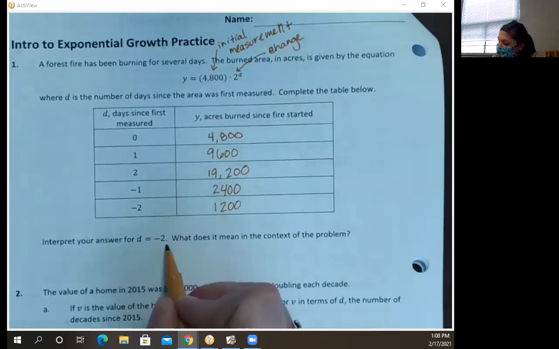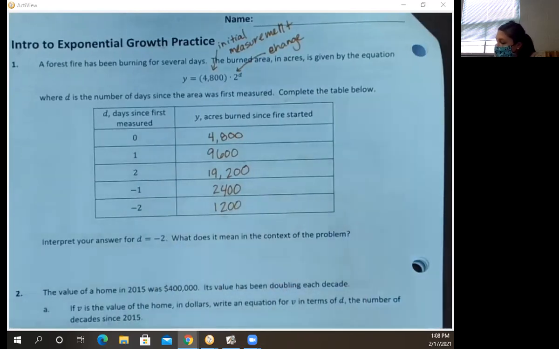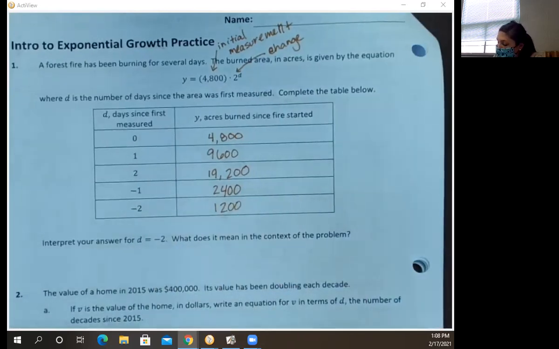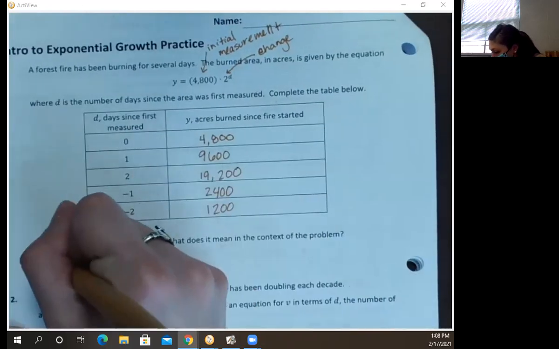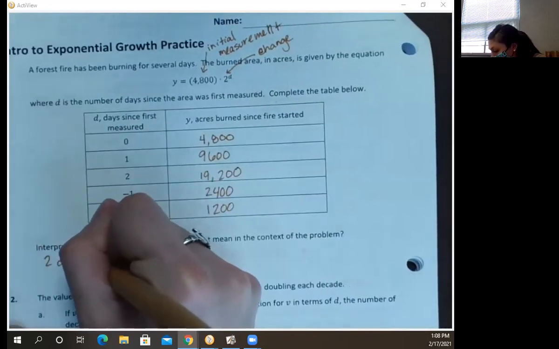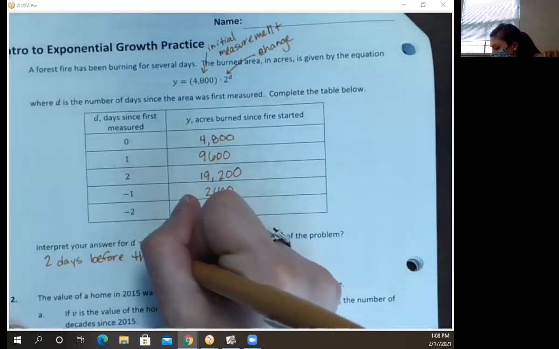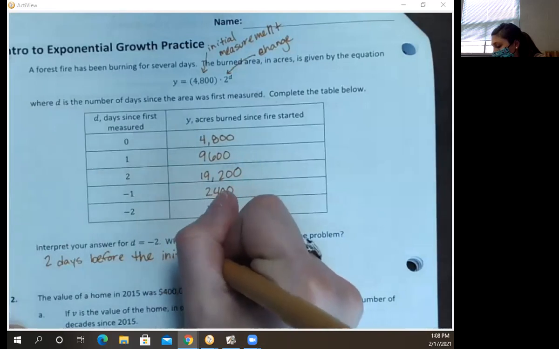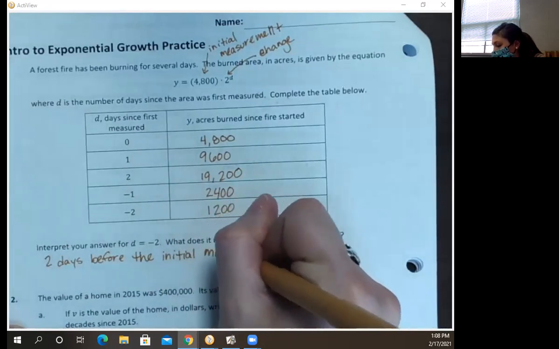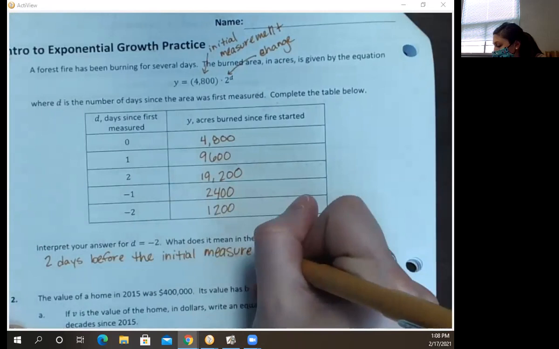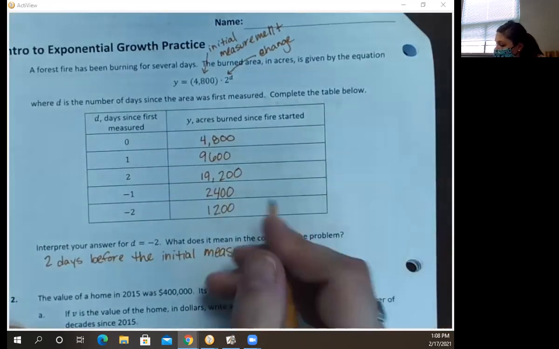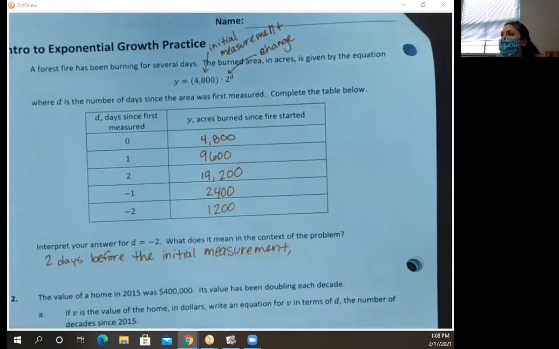Interpret your answer for D equals -2. What does it mean in the context of the problem? Well, what does the -2 represent? 2 days before the initial measurement. What does the 1,200 represent?